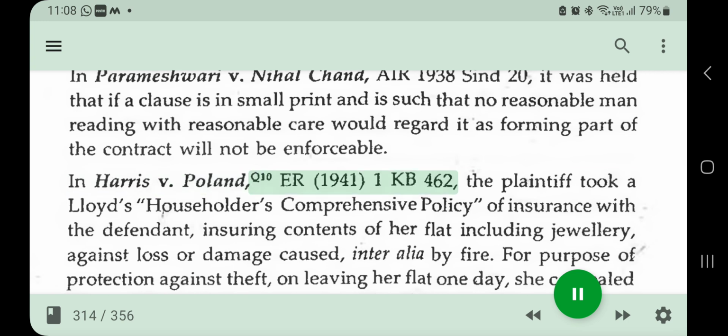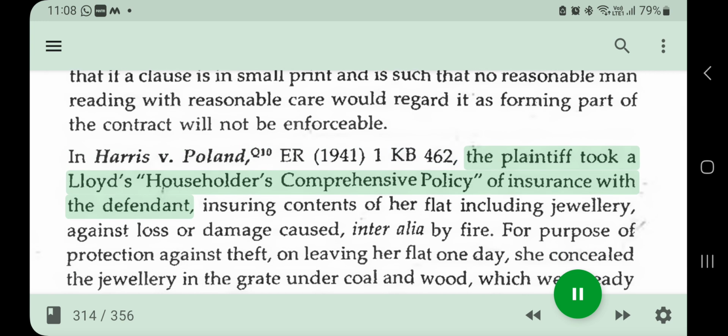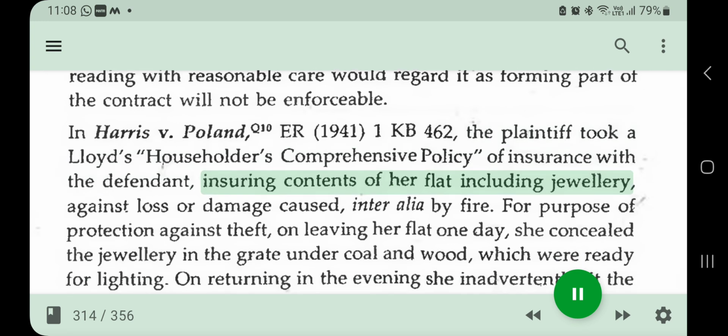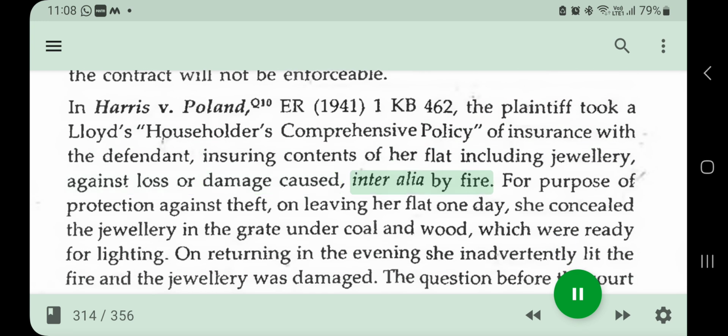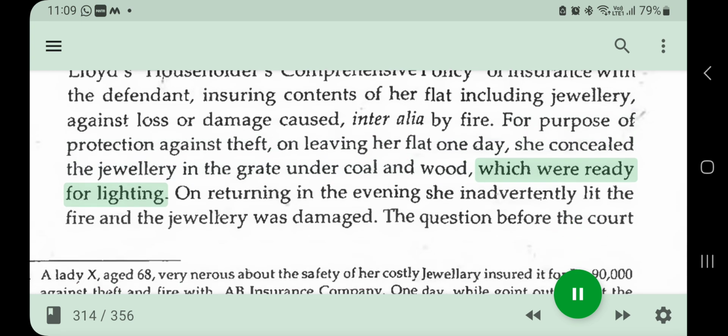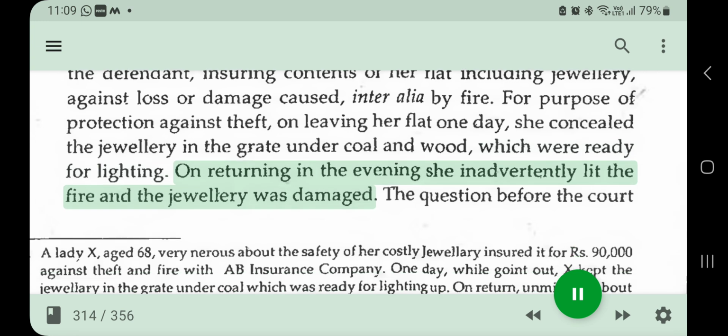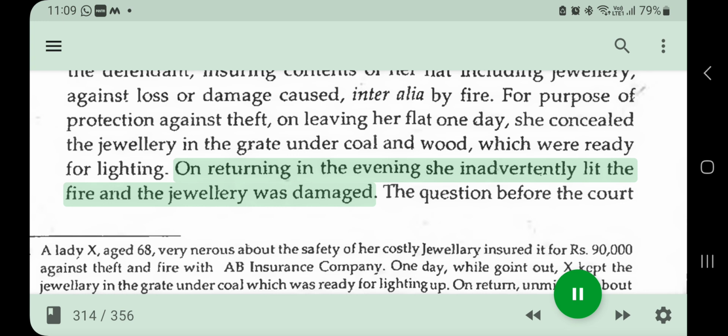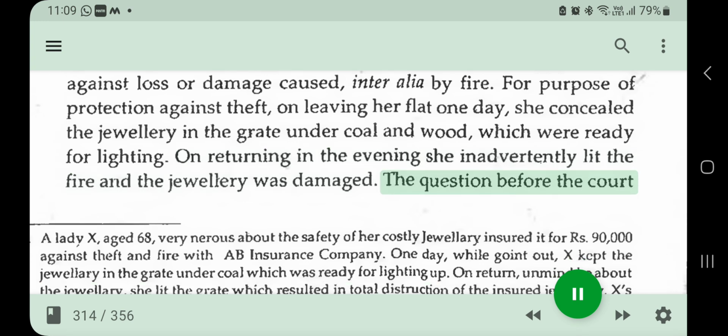Poland, 1941, 1 KB 462, the plaintiff took a Lloyd's householders comprehensive policy of insurance with the defendant, insuring contents of her flat including jewelry, against loss or damage caused, inter alia, by fire. For purpose of protection against theft, on leaving her flat one day, she concealed the jewelry in the grate under coal and wood, which were ready for lighting. On returning in the evening she inadvertently lit the fire and the jewelry was damaged. The question before the court.